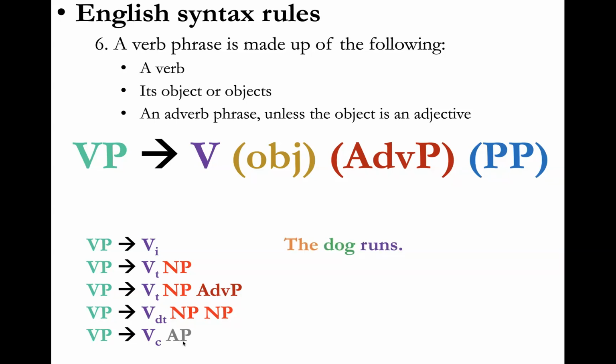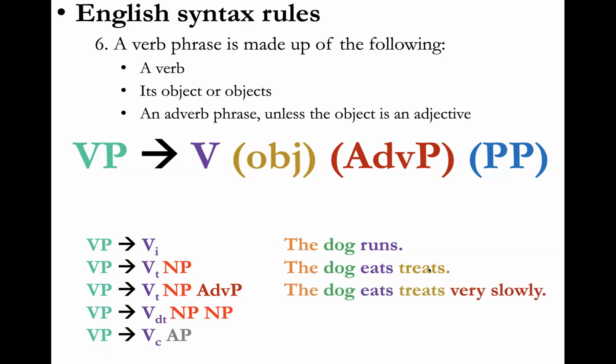So some more examples here. The dog runs. Runs doesn't need an object, intransitive verb. The dog eats treats. You could say, the dog eats. And that would be a valid sentence, but then eats would be used intransitively, and it would be this example. But because we put the noun treats here, that's the object of the verb, and it is a transitive verb. Maybe the dog eats treats very slowly, telling you exactly how the eating is happening. That's what the adverb phrase is doing.